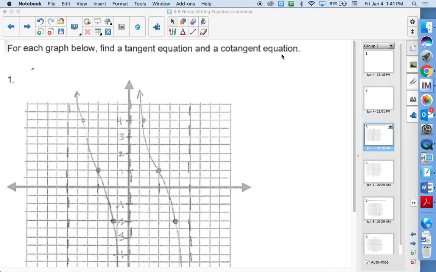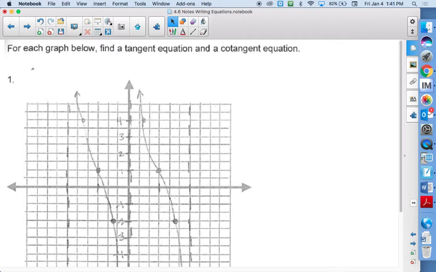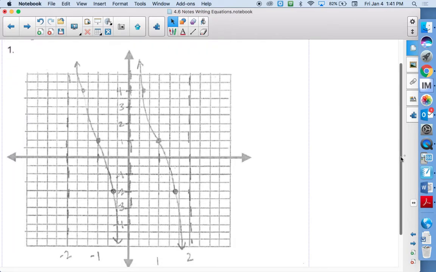Just by looking at the graph, which graph does it look like? It's either tangent or cotangent, one or the other. Virginia? Yeah, this looks like a cotangent graph because it's decreasing, going down from left to right. But we're also going to write a tangent equation for it. So our goal is to write both.